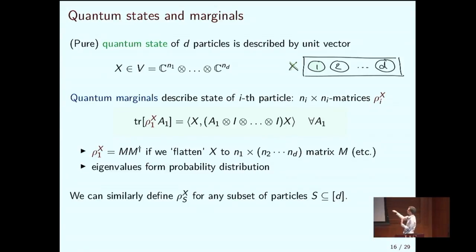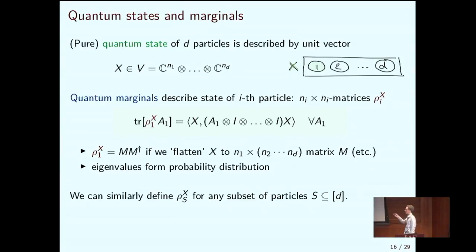And you could think of this as the expectation value of the outcome of a measurement that you did on the first particle. What measurement you do, or what observable you look at, is parameterized by this matrix A1. So in physics language, rho 1 captures all the local measurement outcomes, all the local information about your quantum state, about the first particle.